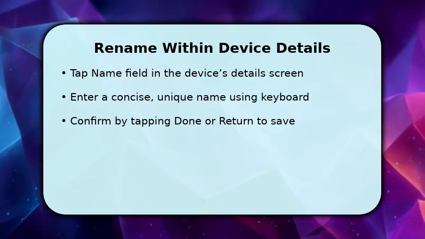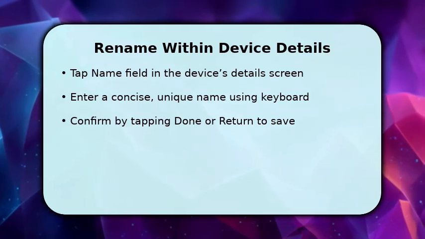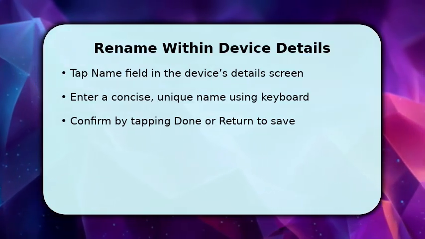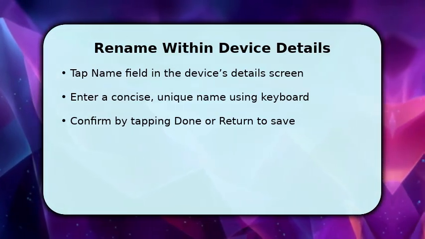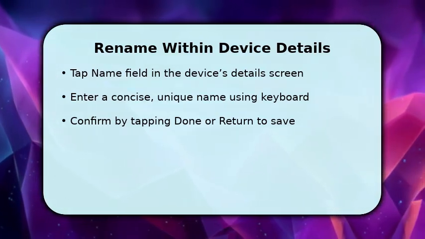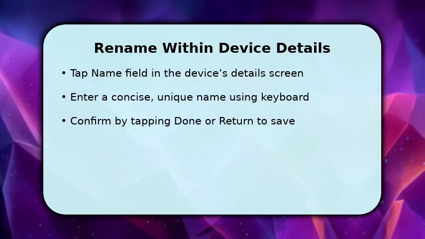Now you'll change the actual name. Tap the name field in the device's detail view. This exposes the keyboard so you can type. Use a clear, short name so other devices can identify it quickly. Avoid special characters that some gadgets don't support.